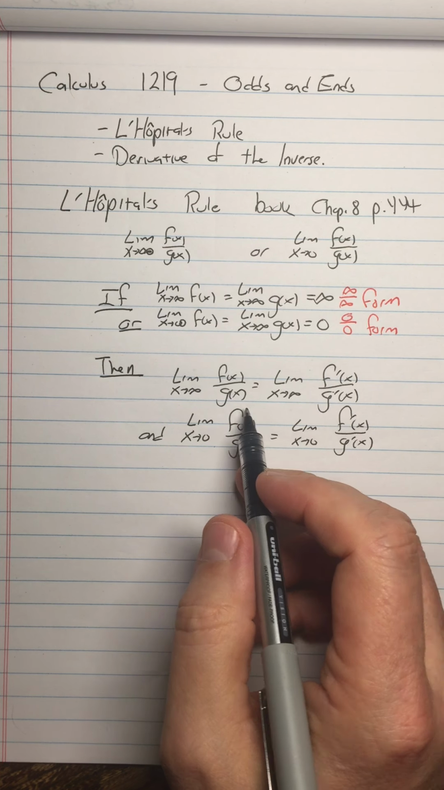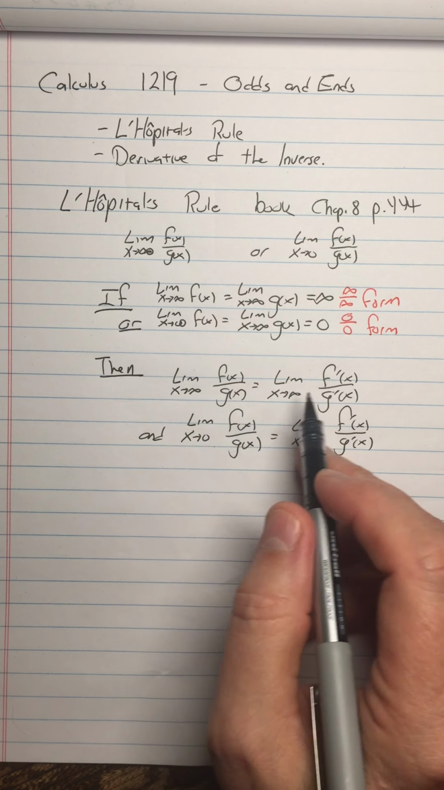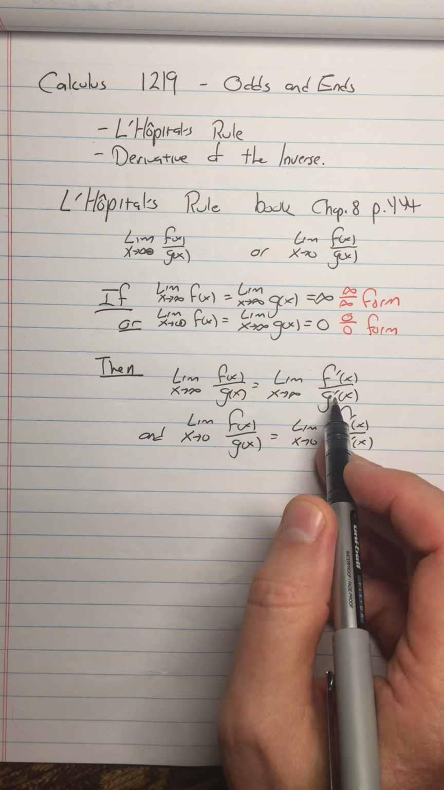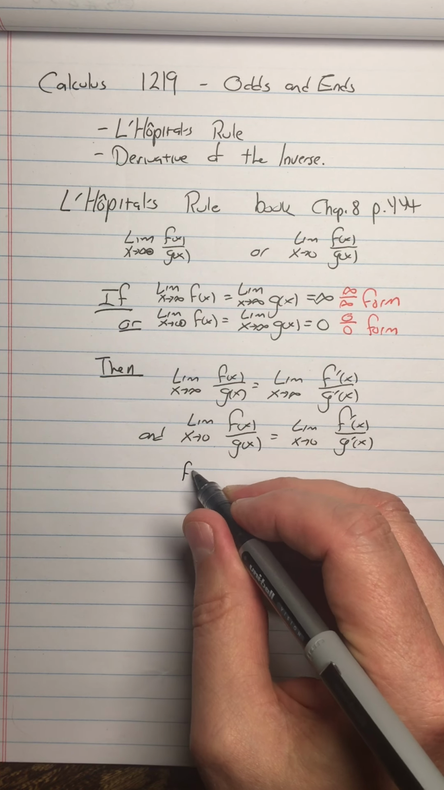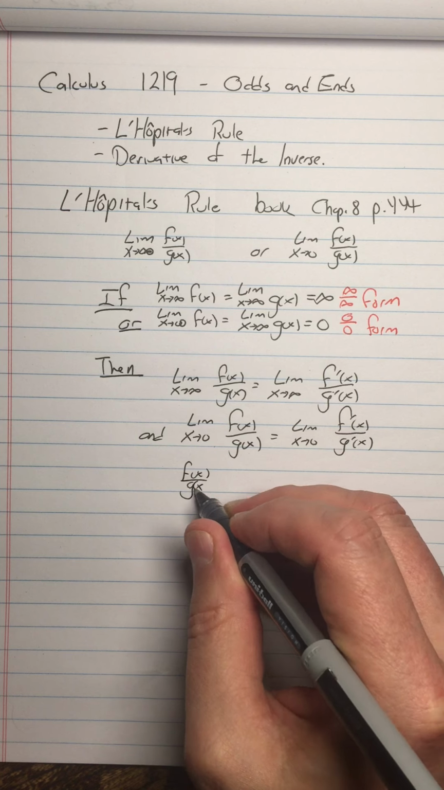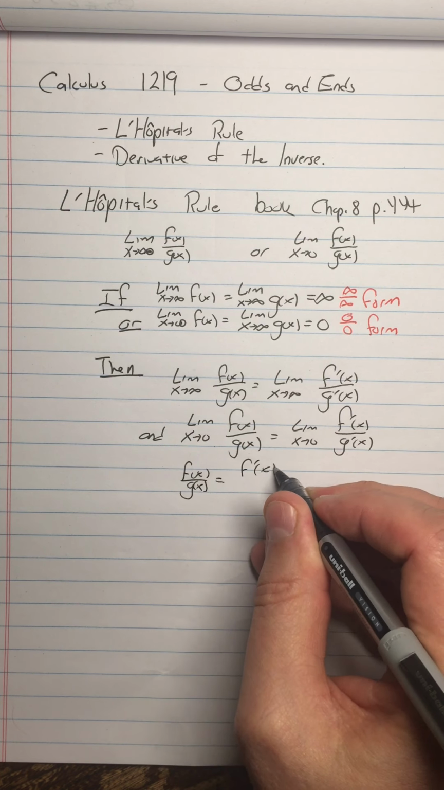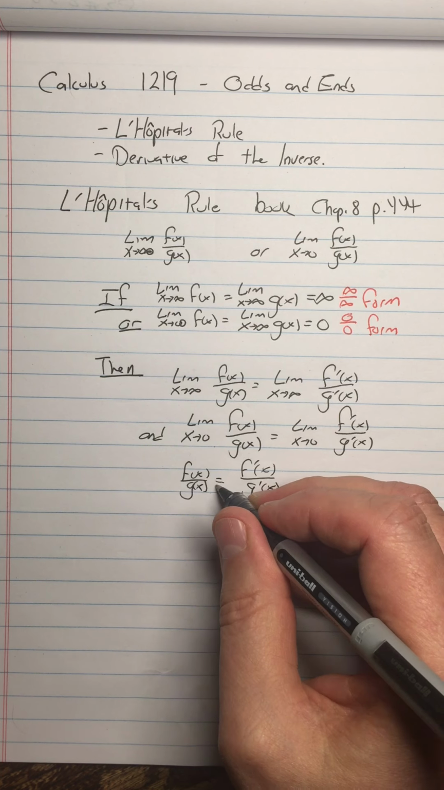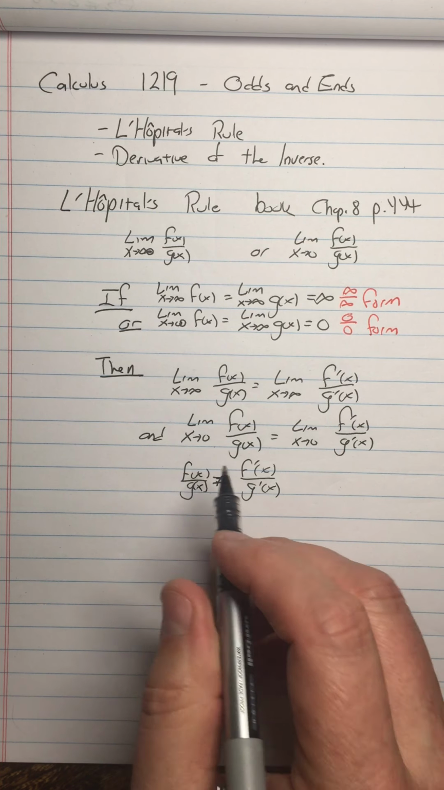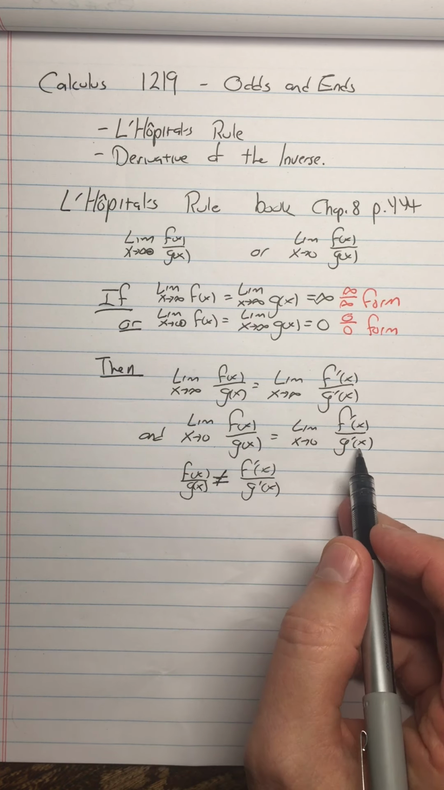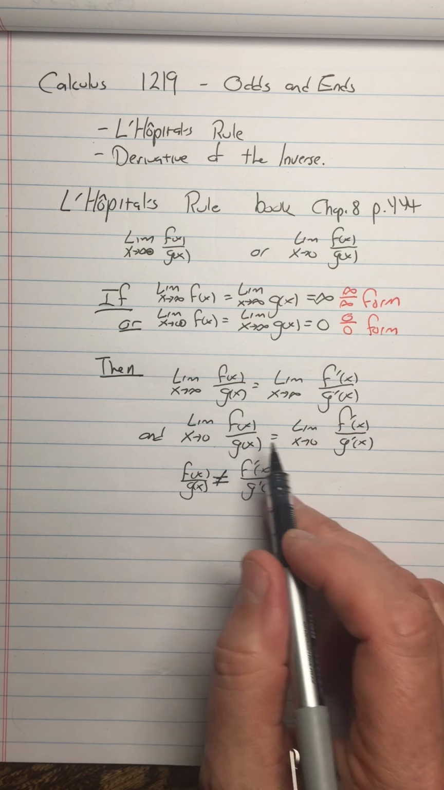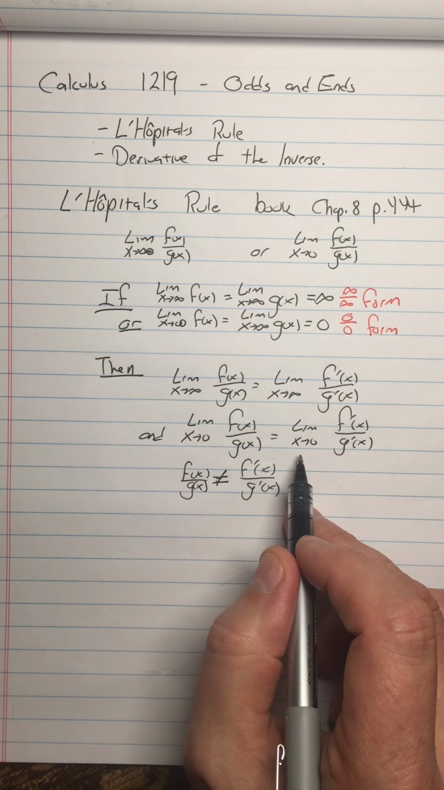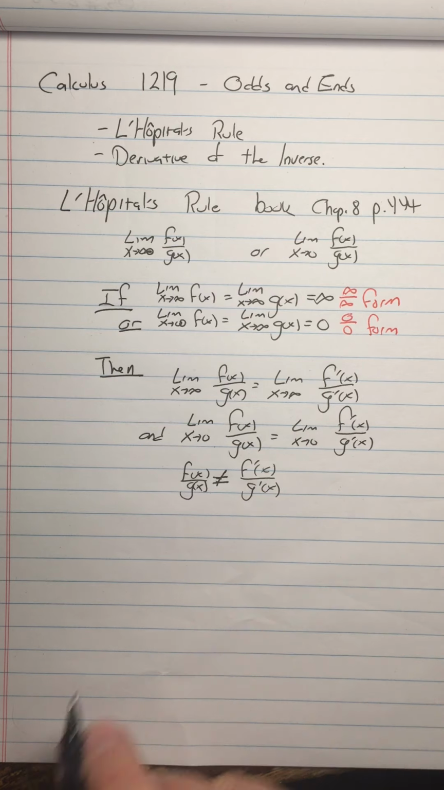It says basically that if I want to do some weird limit, I can just take the derivative of the top and the bottom. Now be aware this does not mean that f of x over g of x is equal to the derivative of f over the derivative of g. It's not, okay? So it's not saying that these two functions are equal. They're not. But the limits of the functions are equal. Let me show you what I mean.